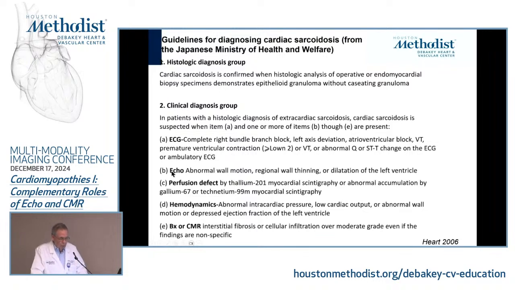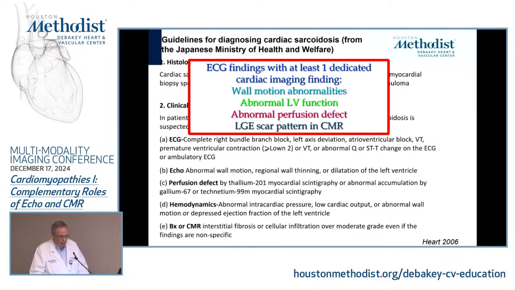And then in the echo, you look for some dysfunction of the ventricle, regional wall motion abnormalities. They may have perfusion defects, abnormal hemodynamics if they definitely have heart failure. And of course, again, you're going to hear later about CMR showing interstitial fibrosis, cellular infiltration. And that, again, doesn't come out with a label of sarcoid. It just points to a suspicion of sarcoid. So if you have EKG findings and at least one cardiac imaging finding, that leads you towards suspecting sarcoid, CMR can be very helpful.